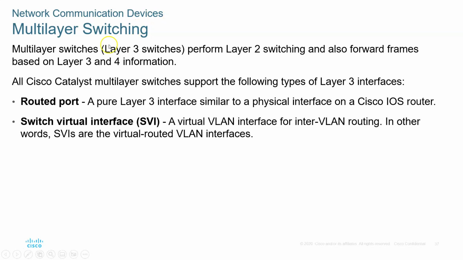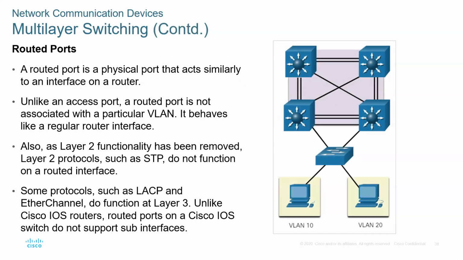All right, so for layer 3 switches, or multi-layer switching, please write this down. This supports layer 3 interfaces. You can have the interface act like a routed port, which is similar to the physical interface on a router, like a default gateway, or you could have it as an SVI, a switch virtual interface. In other words, virtual routed interfaces. So write these 2 bullet points down. Okay, again, we discussed this in our CCNA, and we will have labs, even with Packet Tracer, to do some of these exercises.